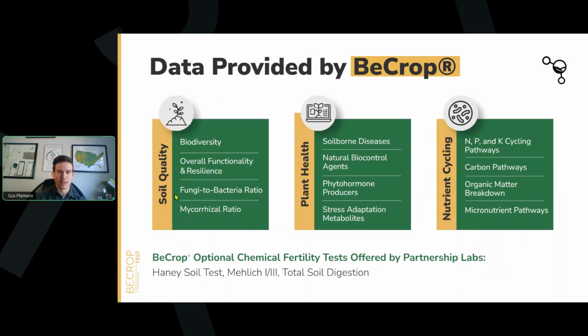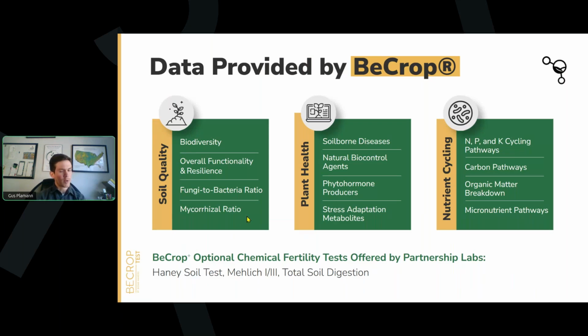Really quick rundown on the data provided by BeCrop. Generally easiest to break this down into three main categories. Soil quality here on the left, which is the overarching, top-down look at how the soil health status looks in general. This includes metrics like soil biodiversity, how many different species are there and how even or abundant they are, overall functionality and resilience, fungi to bacteria ratio, and mycorrhizal ratio.